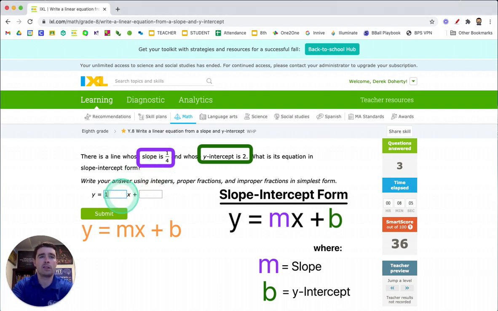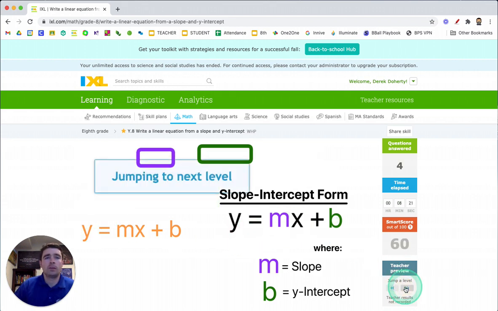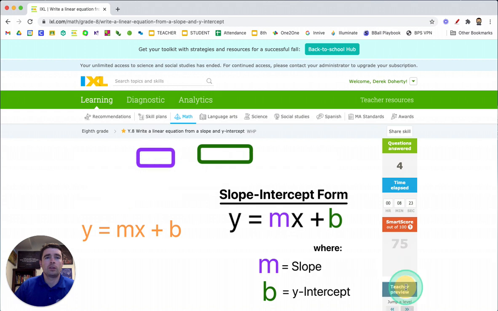Hopefully most of you are recognizing whether the slope is a fraction or an integer, a ratio or a whole number, I'm just going to multiply that slope with x. In this case the slope is 1/4, so I put 1/4 as my fraction. Put the positive 2 in for the y-intercept, and again we're going to skip forward here one more time to find some problems that are a little more difficult.